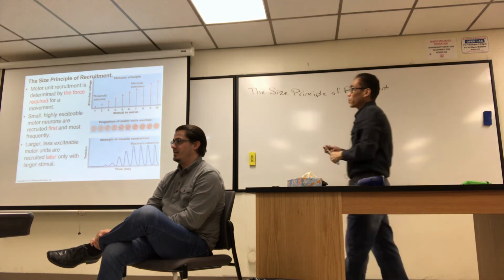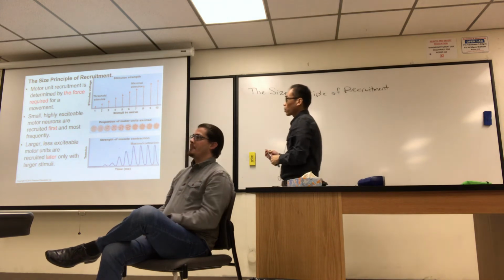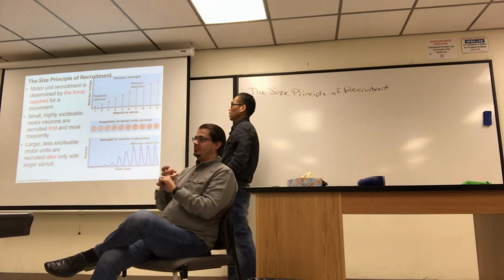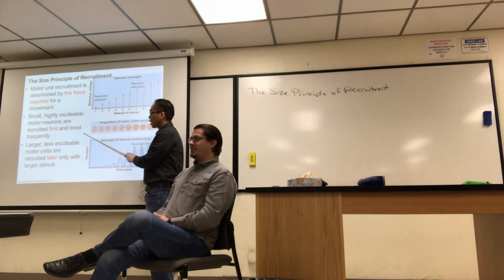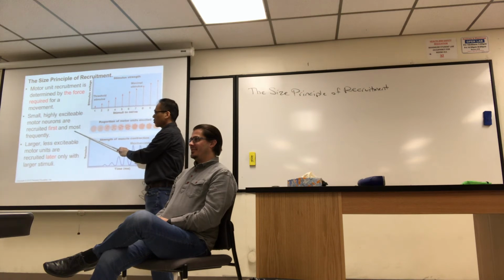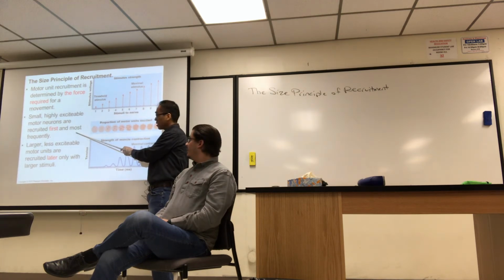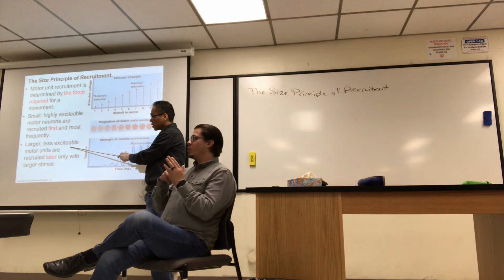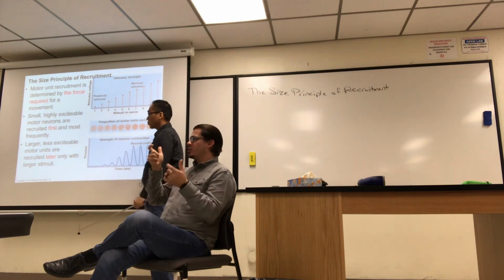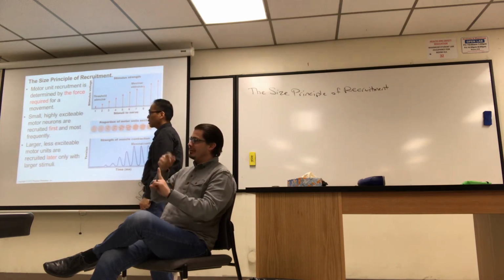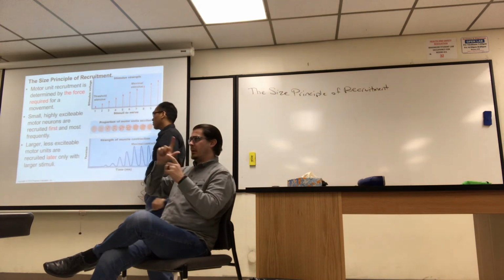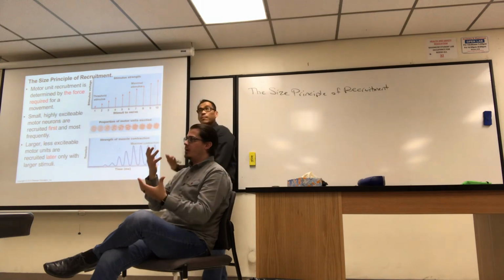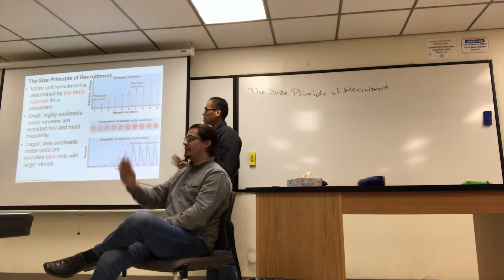The motor unit recruitment is determined by the force required for a movement. Small, highly excitable motor neurons are recruited first and most frequently. That's kind of the first rule I wrote on the board today. Okay? Larger, less excitable motor units are recruited much later. So what we know now is that the ones recruited first are the type ones, and then the bigger ones that you don't use very much are, for example, the 2Bs. And so it makes sense here.